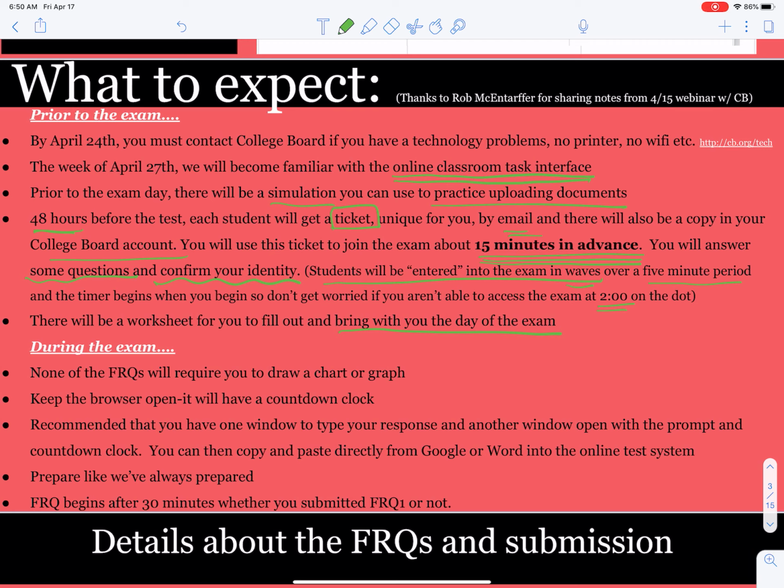Okay, so during the exam, none of the FRQs are going to require you to draw a chart or a graph. So when we discuss research, we're not going to really focus on how to construct the graphs and the charts, but mostly how to analyze them.